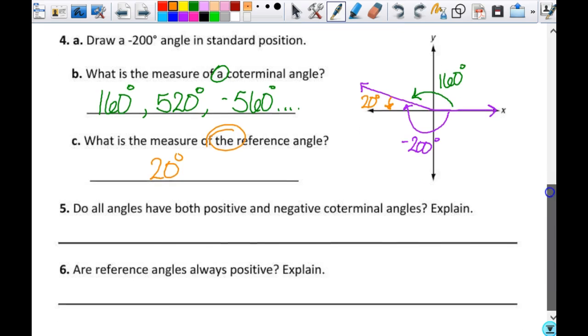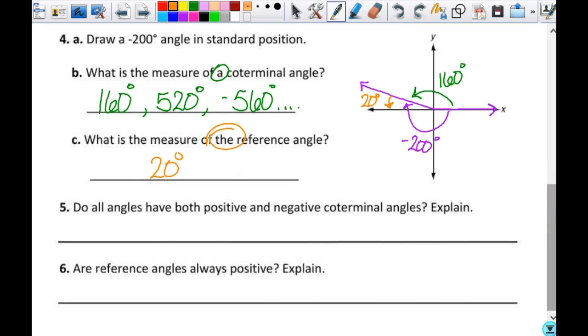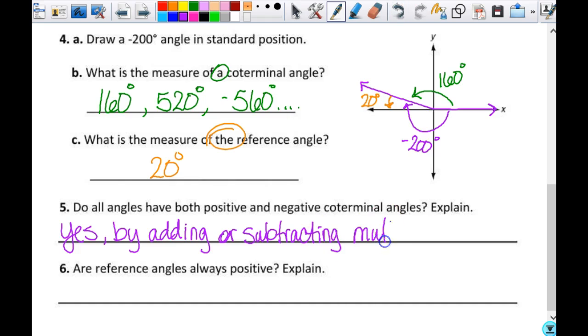Okay. Now, do all angles have both positive and negative coterminal angles? Yes, right? I'll have positive because I could go either way to get there. So yes, how would I find them? What's the easiest way to find them? By adding or subtracting. How much? 360. Adding or subtracting multiples of 360.